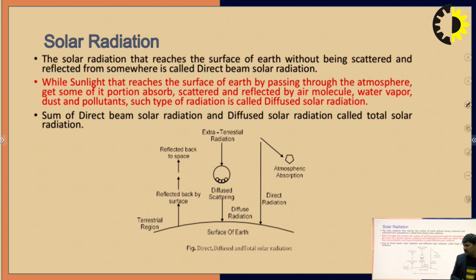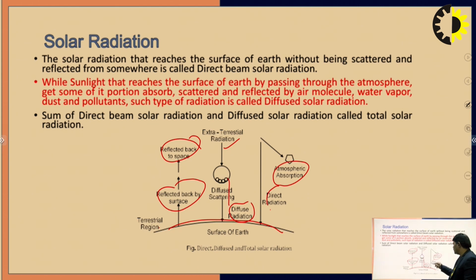So you can see the surface of the Earth, and some radiation is reflected back to space, some is reflected back by the surface, there is the terrestrial region, diffusion scattering, atmospheric absorption, and then direct radiation. So there are the direct, diffused, and total surface radiation at the surface of the Earth.